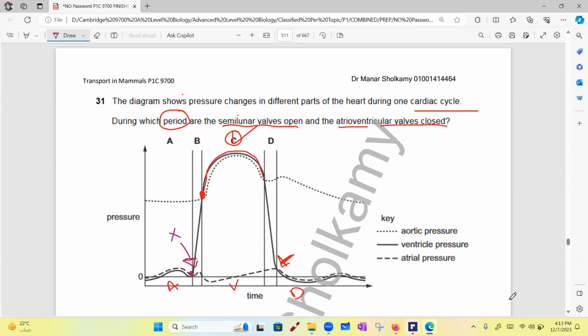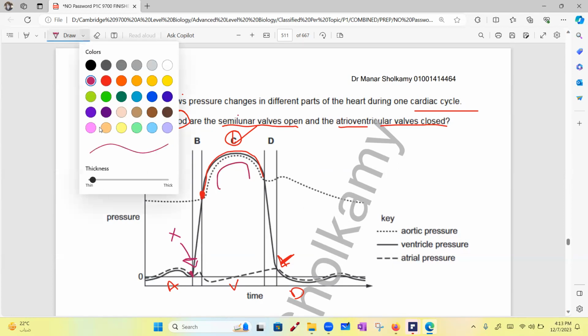And then what happens in B? B, the semilunar valve will open. Yes, it will open. And why does it open? It's so the blood can pass through. And in C, which valves are open and which valves are closed? The semilunar valves are open and the atrioventricular valves are closed.